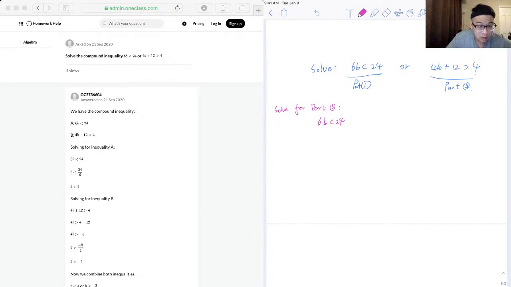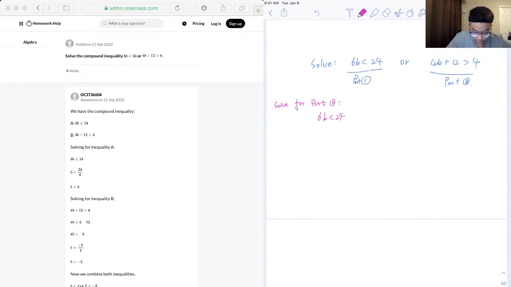So we times 1 over 6 on each side to get rid of this coefficient of b. So we got 1 over 6 times 6b is smaller than 1 over 6 times 24. And 6 over 6 will be 1. So it becomes 1b is less than 24 over 6. And 1 times b is just b itself. And 24 divided by 6 is 4. Yep, so that's what we got from the first part.